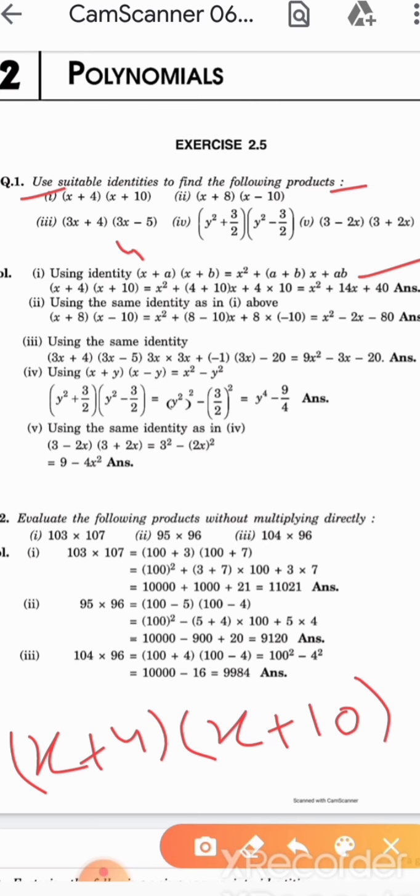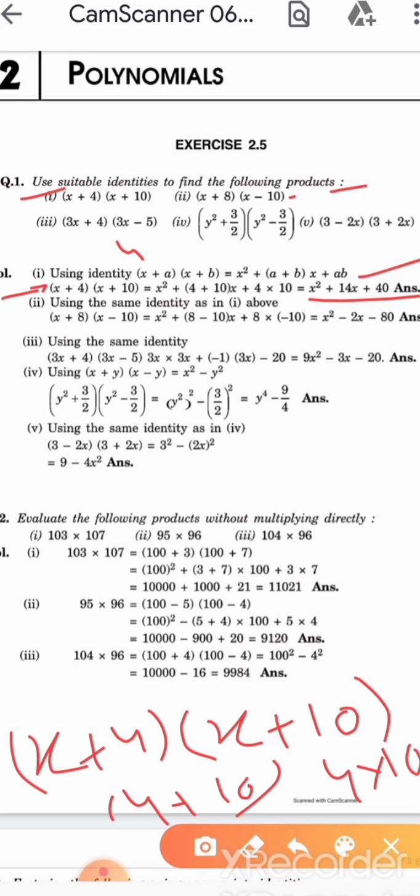By using identity number 4 and comparing the terms, we get a = 4 and b = 10. Substituting the values in the RHS of identity number 4, we get the product of these two brackets as x² + (a + b)x + ab. Here a + b means 4 + 10, into x, plus a into b, which means 4 into 10. Simplifying, we get our answer x² + 14x + 40 as the product of our two-bracket polynomial. Next, question number 2.